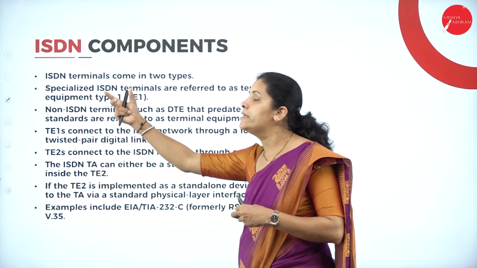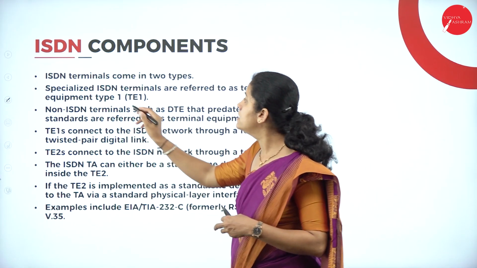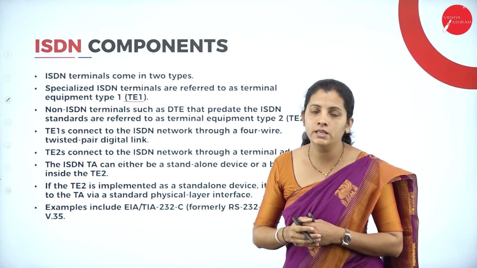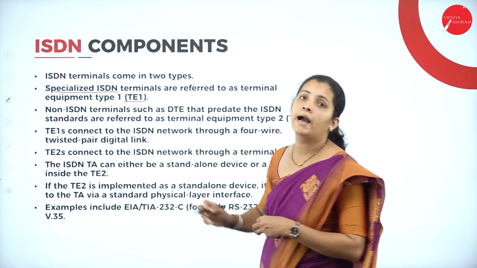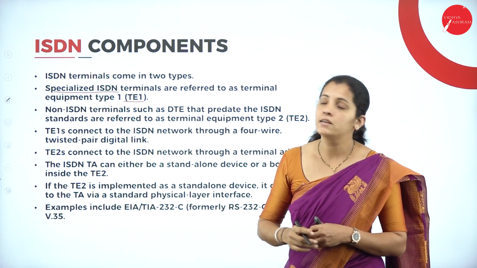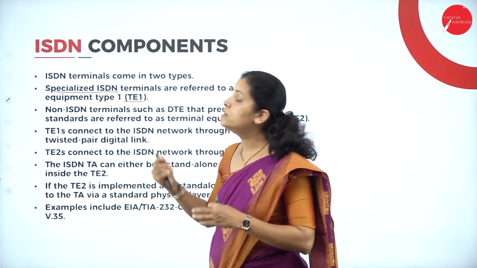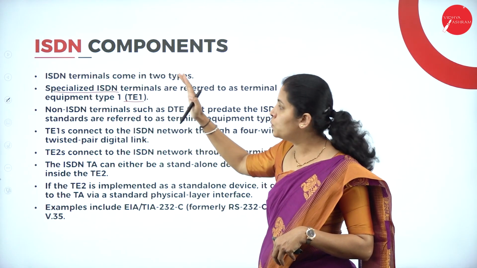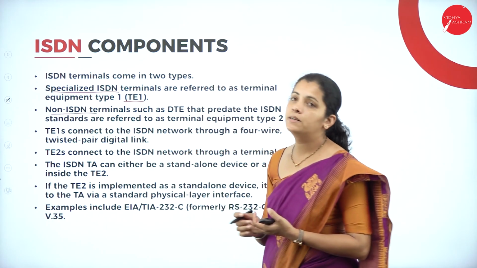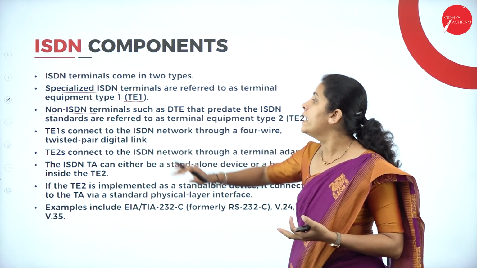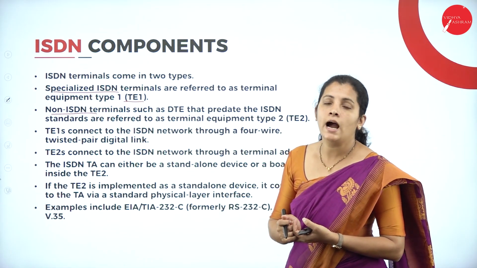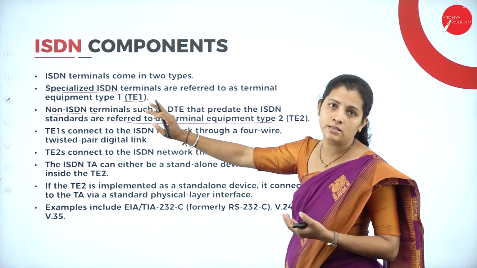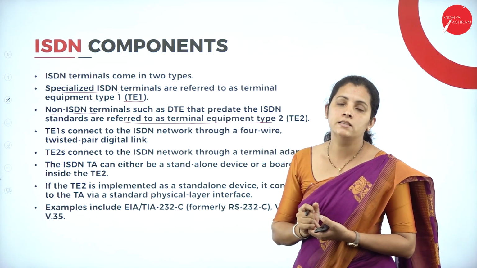Moving further, here the ISDN terminal comes in two types, that is TE1 and TE2, that is terminal equipment 1 and terminal equipment 2. So here the specialized ISDN terminals are referred to as terminal equipment type 1. I repeat, specialized ISDN terminals are called TE1, that is terminal equipment 1. So the non-ISDN terminals like data terminal equipment and analog phones, which do not follow the ISDN standards, are referred to as terminal equipment type 2. That means whatever non-ISDN devices you have are considered as terminal equipment 2.